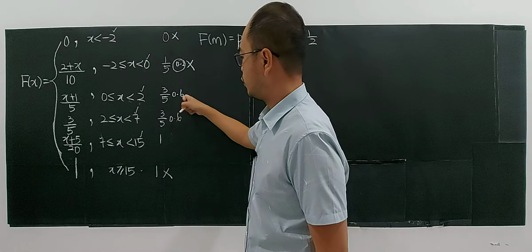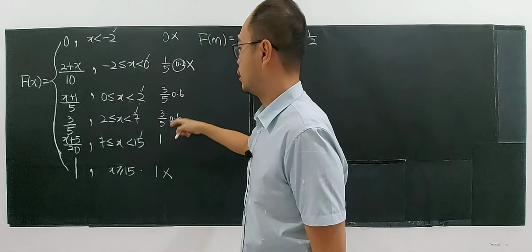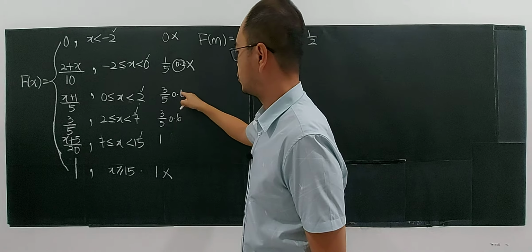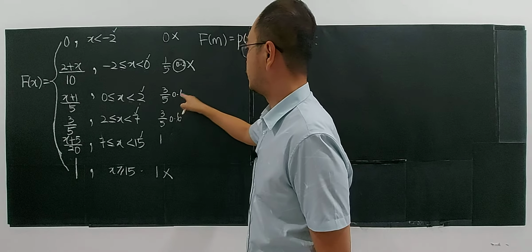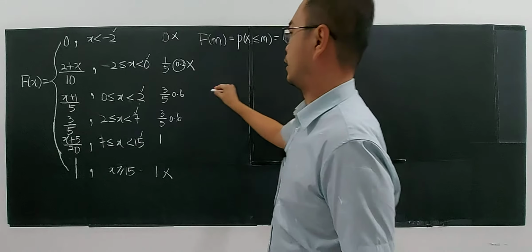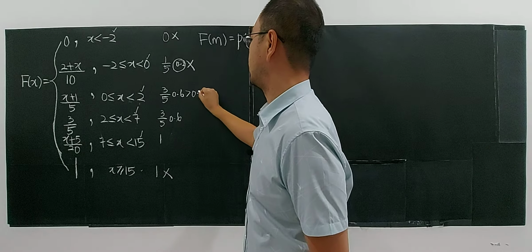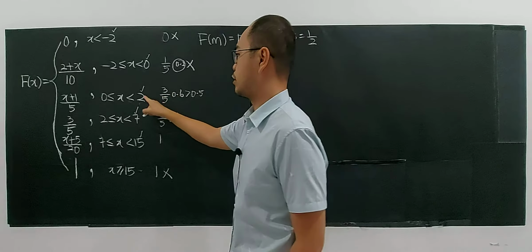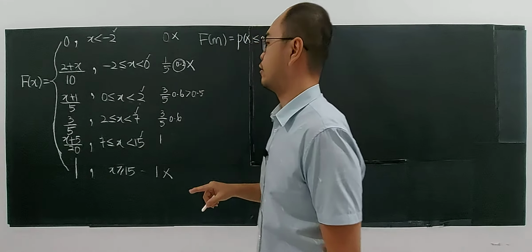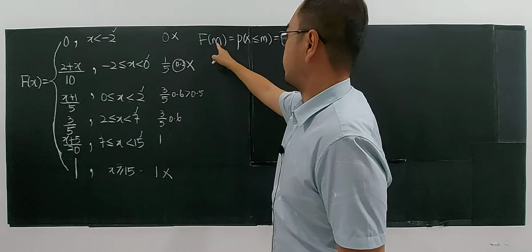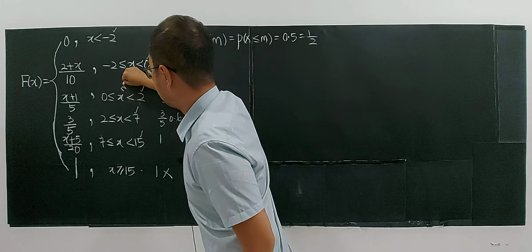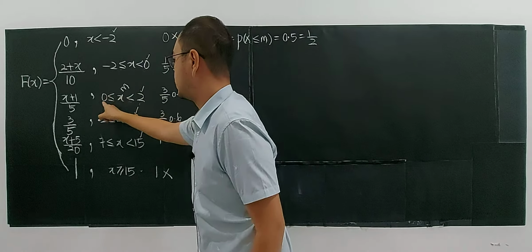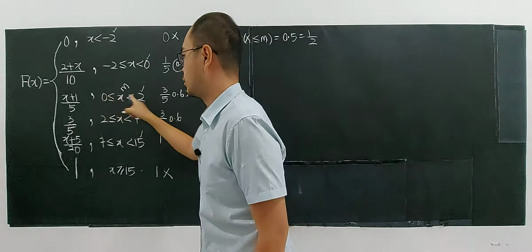Here you have 0.6 and 0.6 with the same value, but which one is the first 0.6? This one, and this is the second. So this one is the first value that is more than 0.5, and this one is less than 0.5. When you substitute and get more than 0.5, then m, the median, will be here. The median will be around 0 to 2.